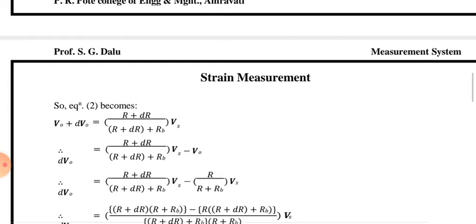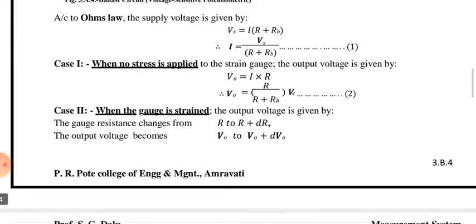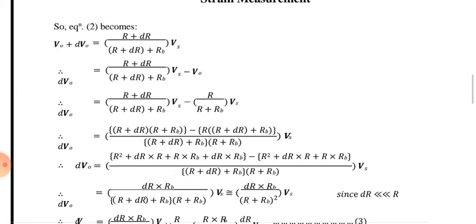DVO equal to (R plus DR) upon (R plus DR plus RB) into VS minus VO. Now that VO in the previous equation, here we can observe VO equal to R upon R plus RB into VS. So this VO value we have put in the place of VO. VO is replaced by R upon R plus RB into VS.